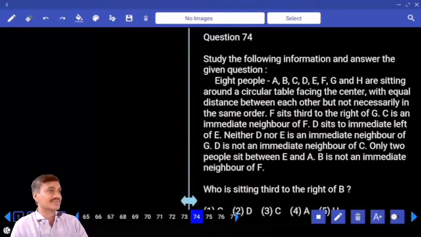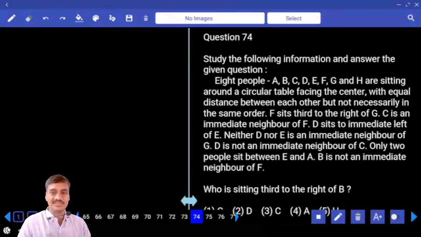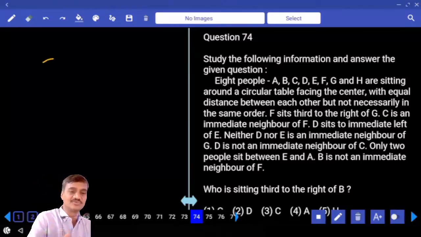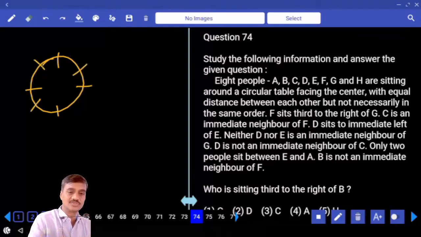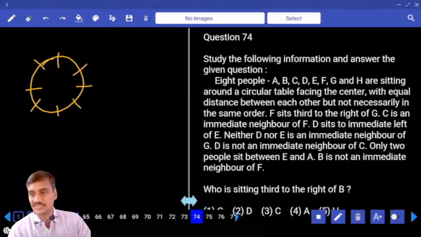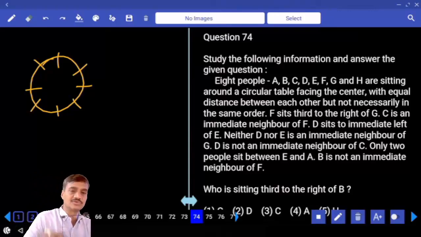Then 74. Now coming back to this 74. 8 people are seated around a circular table facing towards the center. Then what is the first information we have? F sits to the right of G. F is seated to the right of G, G is here, F is here.